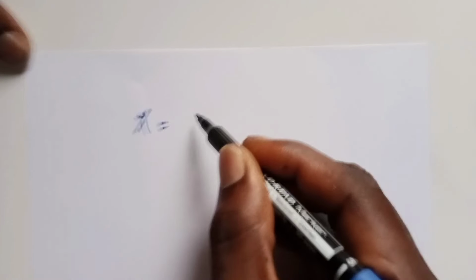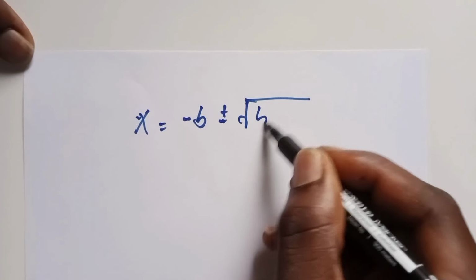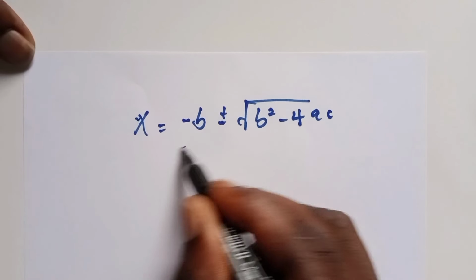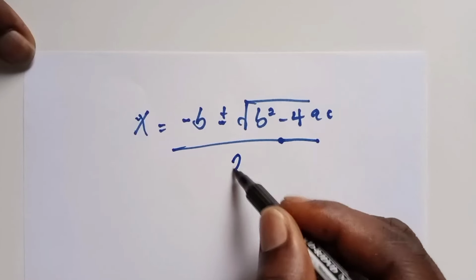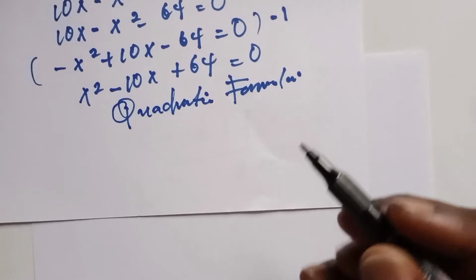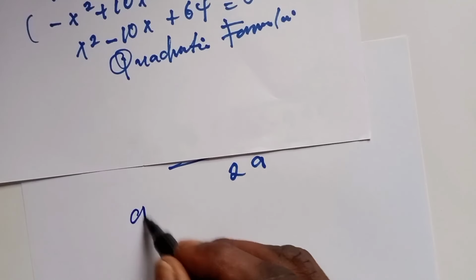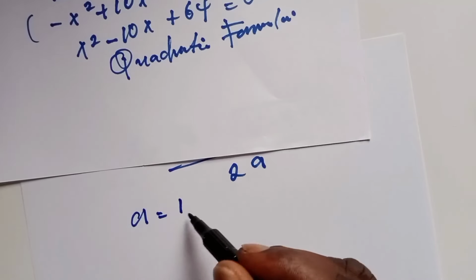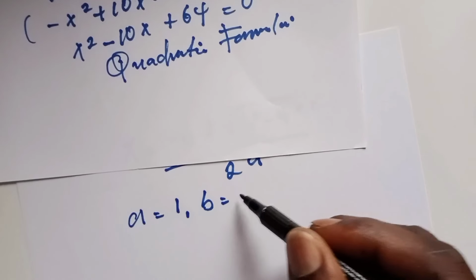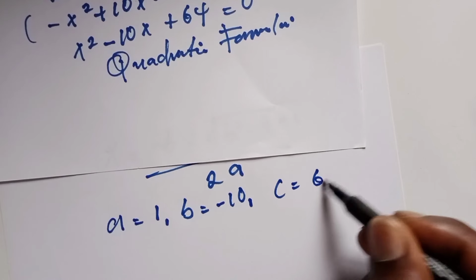x is equal to minus b plus or minus root b squared minus 4ac, over 2a. So we have a, the coefficient of x squared, which is 1, and then b, the coefficient of x, which is minus 10, and then we have c, which is our constant, 64.